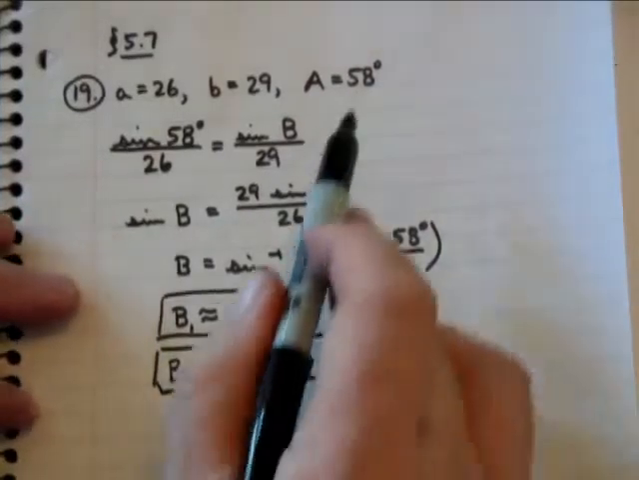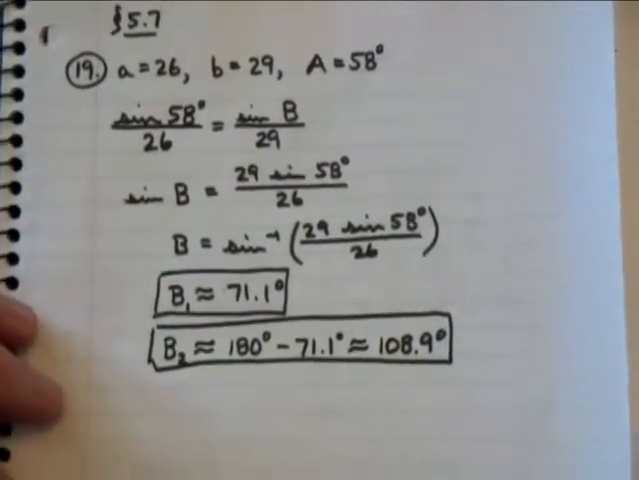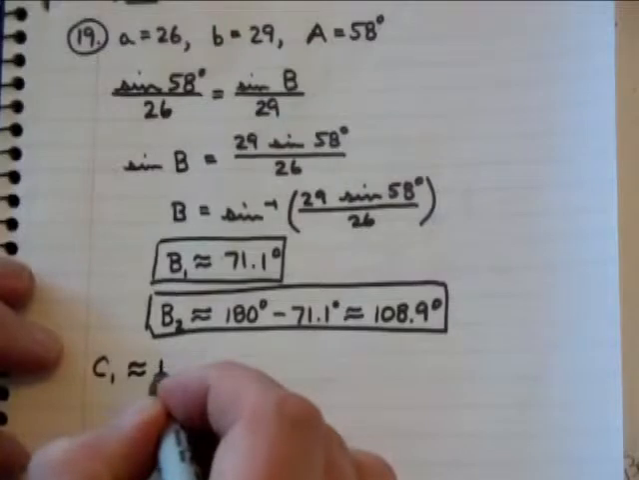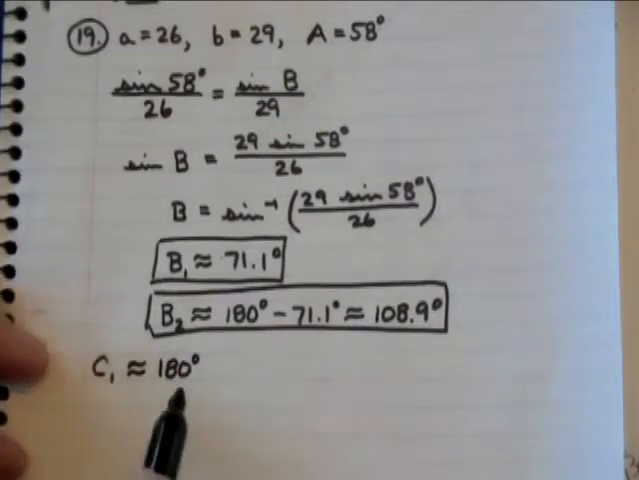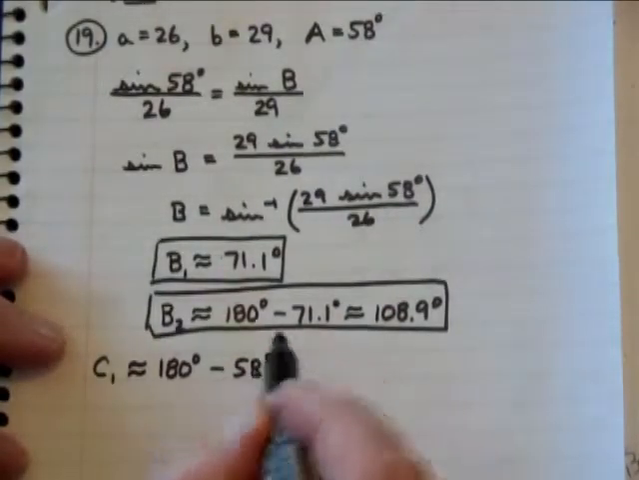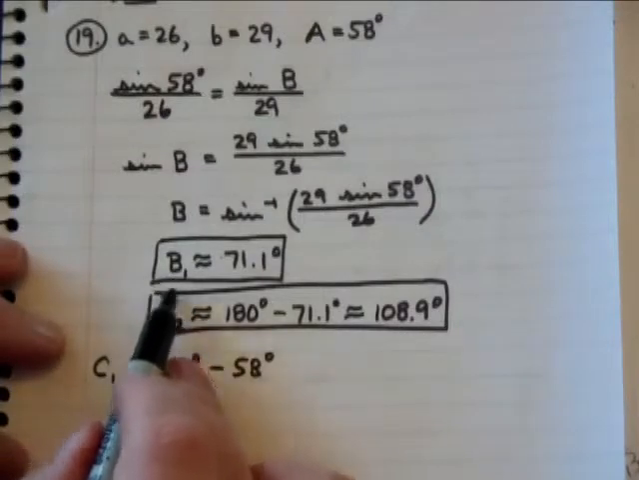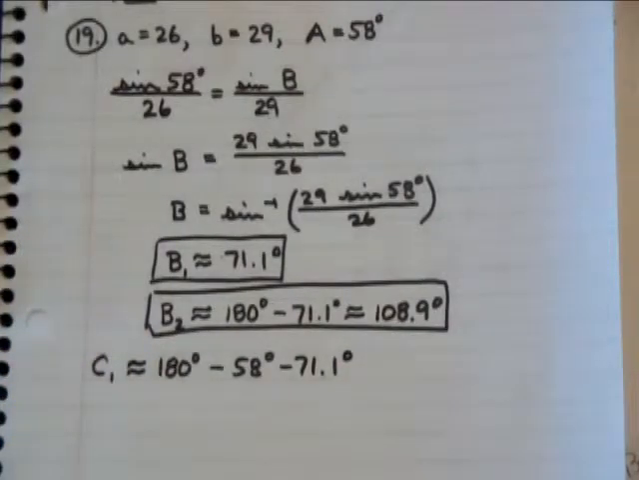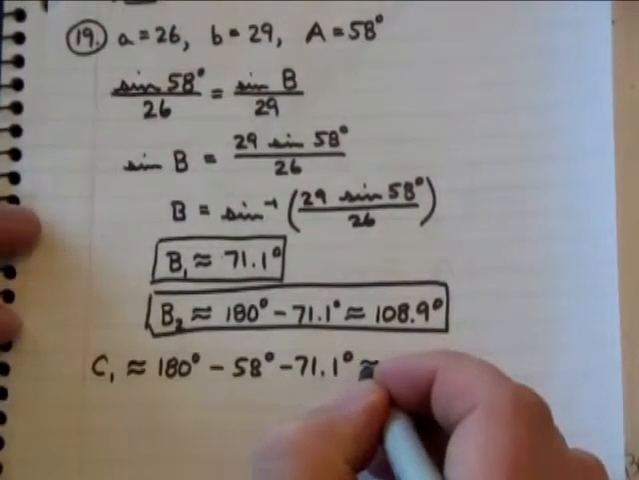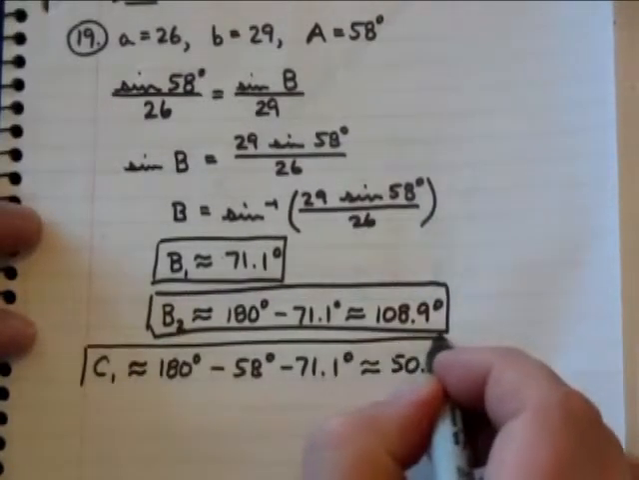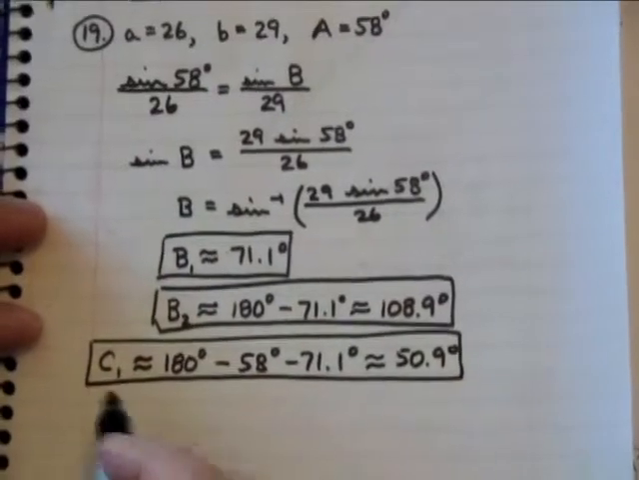And now what I want to do is, since I know two of my angles, I want to go ahead and find the third angle. So C1 is what I'm going to call this. C1, well, we know that all the angles of a triangle have to add up to 180 degrees. And then I can just subtract off A, which is 58. And since I'm doing C1, that should correspond with angle B1. I'll subtract off 71.1 in this particular case. So 180 minus 58 minus 71.1 gives me that C1 is 50.9 degrees. So that's another piece of the solution for the first triangle.